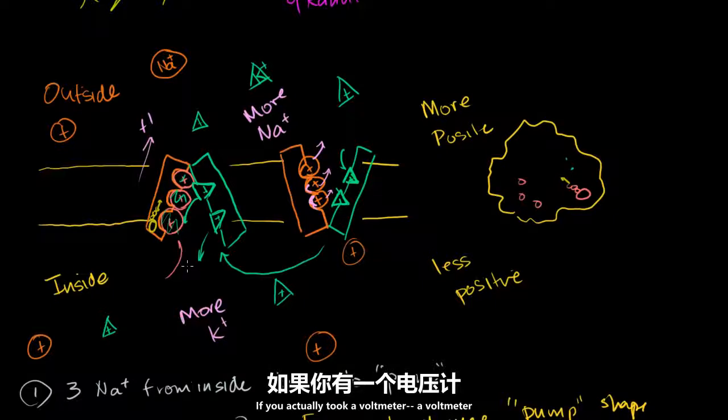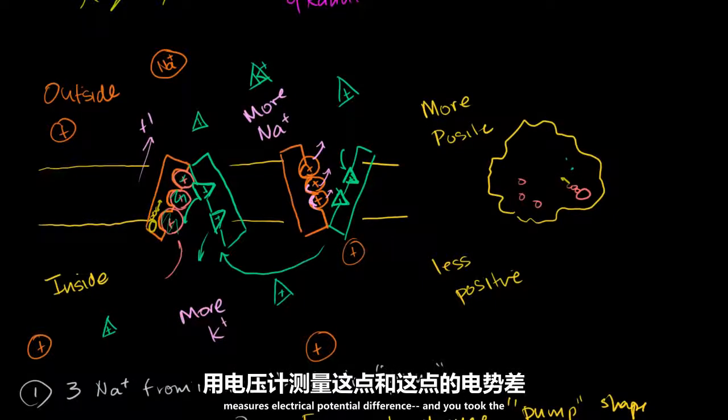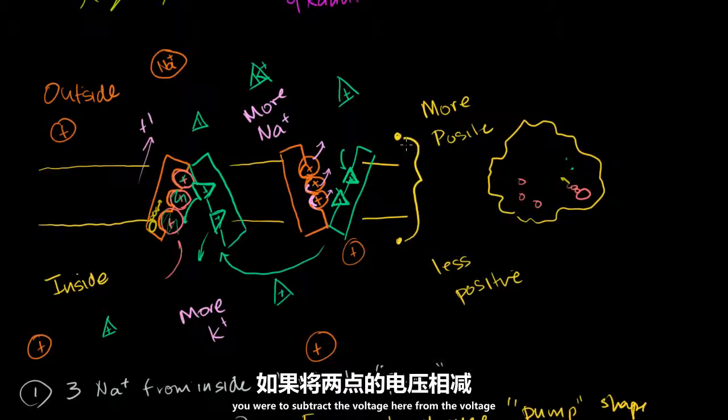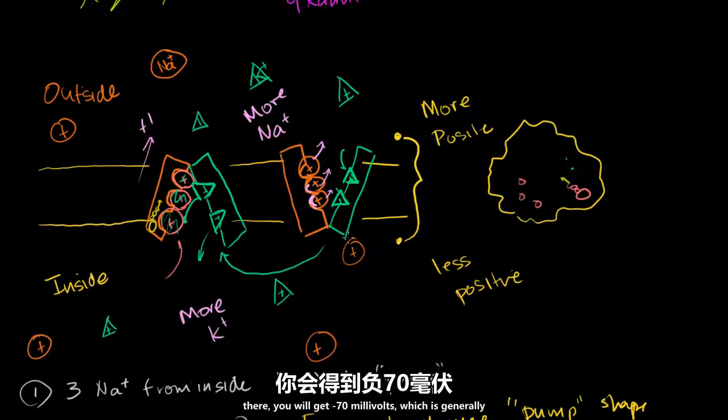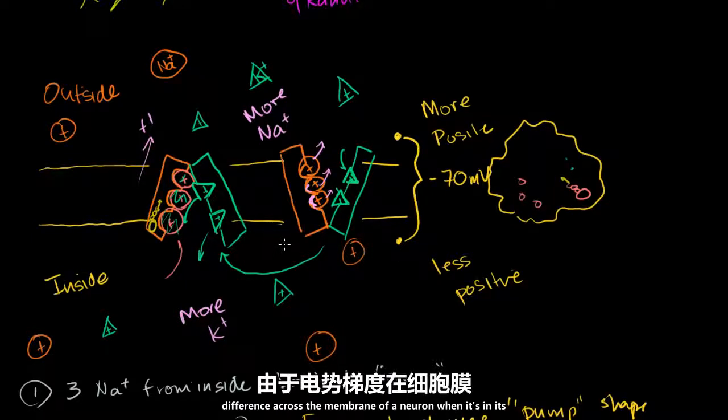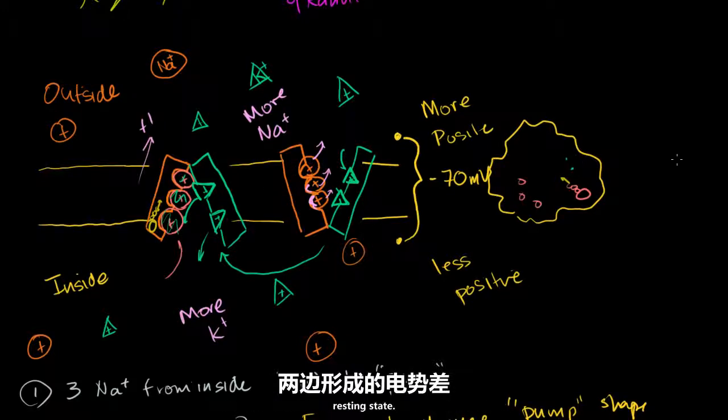And if you actually took a voltmeter that measures electrical potential difference, and you took the voltage difference between that point and this point, or more specifically, if you were to subtract the voltage here from the voltage there, you will get minus 70 millivolts. Minus 70 millivolts, which is generally considered the resting voltage difference, the potential difference across the membrane of a neuron when it's in its resting state.